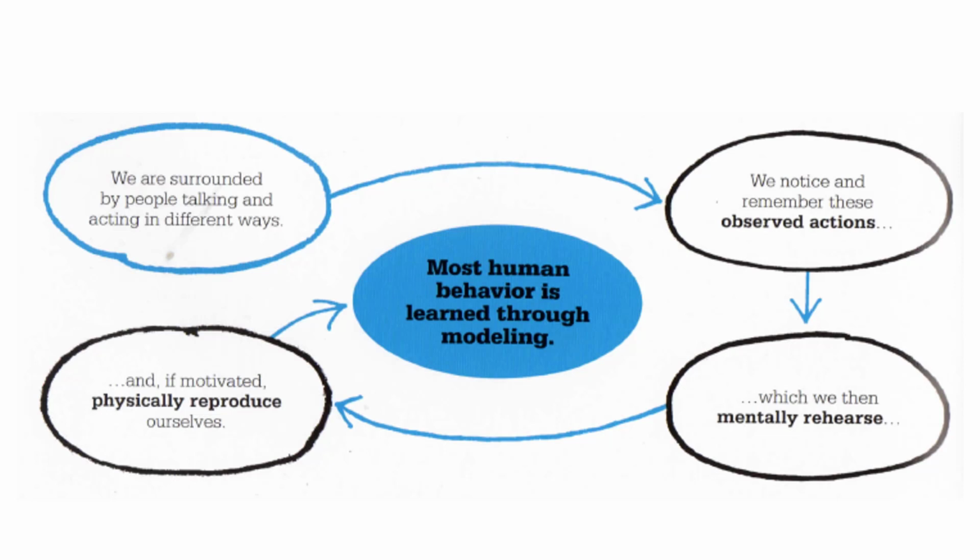Right, so here's how observational learning plays out. First, all the time we're surrounded by people talking and acting in different ways. Then we notice and remember these observed actions. Not only the actions, but whether or not a person is reinforced or punished for their actions. Then we mentally rehearse. Rehearsal is when we not just replay in our mind what somebody else did and whether or not they were rewarded for it, but we rehearse, okay, what would happen if I did this? And then if we think a good outcome would follow and we're motivated, then we will ourselves physically reproduce those behaviors.